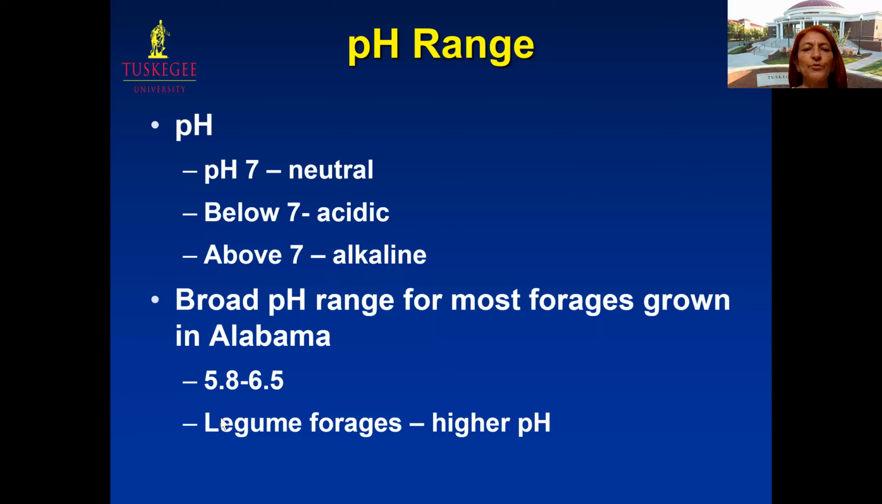So the broad range of pH that is suitable for growing most of the forages in Alabama would be 5.8 to 6.5. And we need to be mindful when growing legume forages such as clovers, vetches, peas, soybeans. Those kinds of forages need higher pH as compared to grass forages like Bahia grass, Bermuda grass, millets or small grains. So for growing alfalfa, close to pH 7 may be required. For other leguminous forages, maybe 6.5 to 7 will be good.